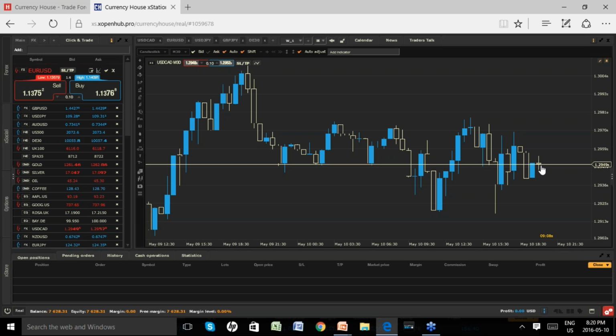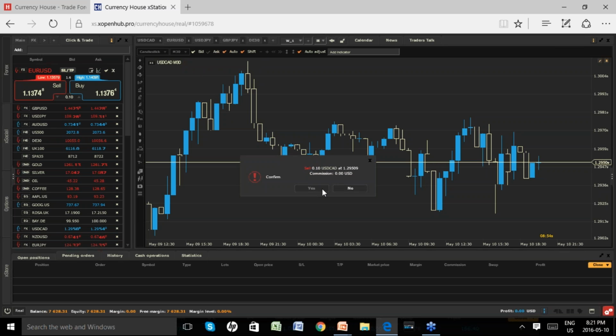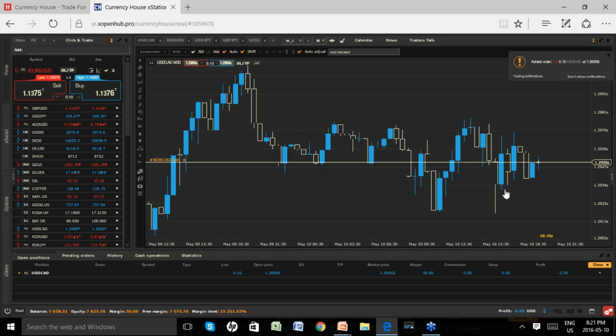So let's go ahead and short USD CAD. We're predicting that it's going to be going down in value in the near term. So what button do we press? Well, we press the red button, right? We take the red pill. So let's go ahead and take the red pill. All right, press two buttons and our trade has been placed.